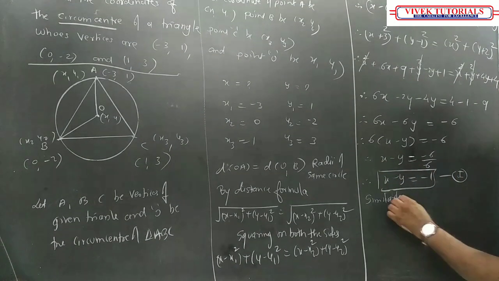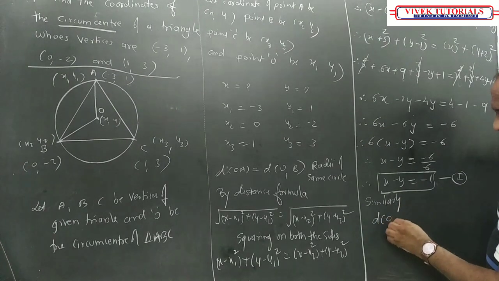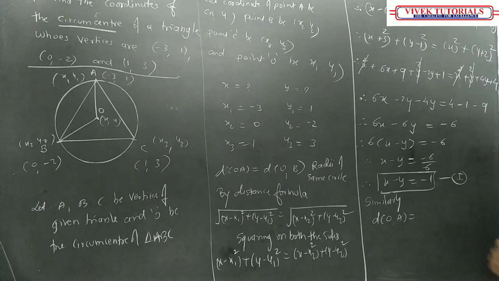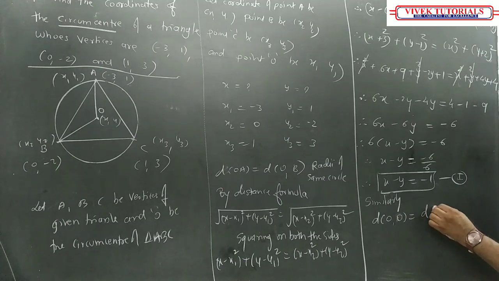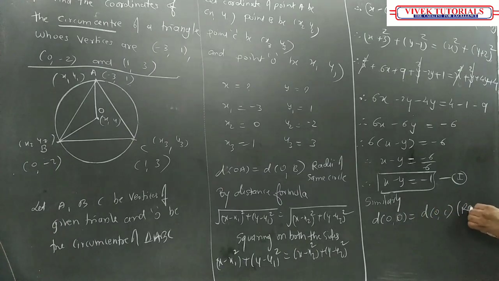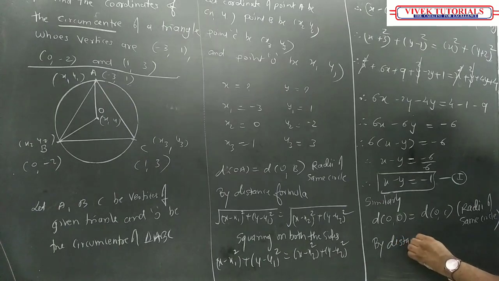Okay. What I can do is, distance OB is equal to distance OC. Same thing is there, radii of same circle. Then once you got that, we are going to apply by distance formula.